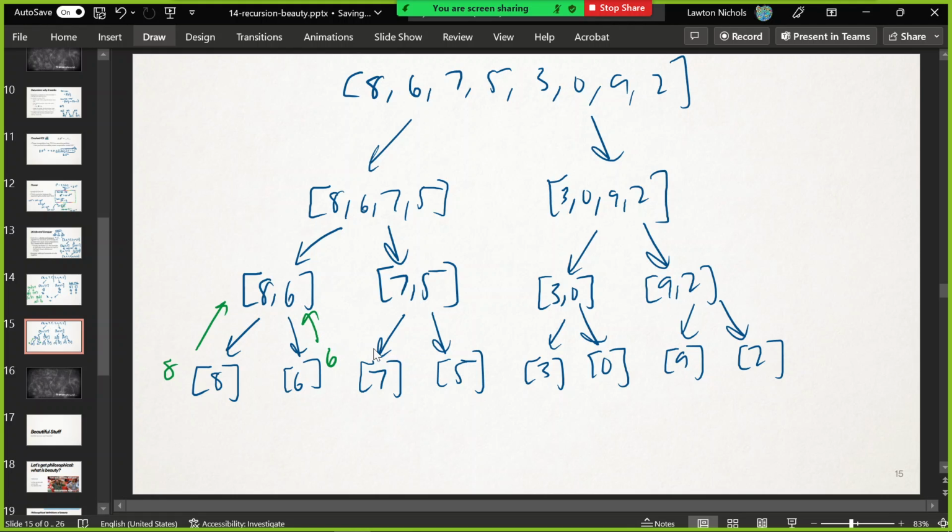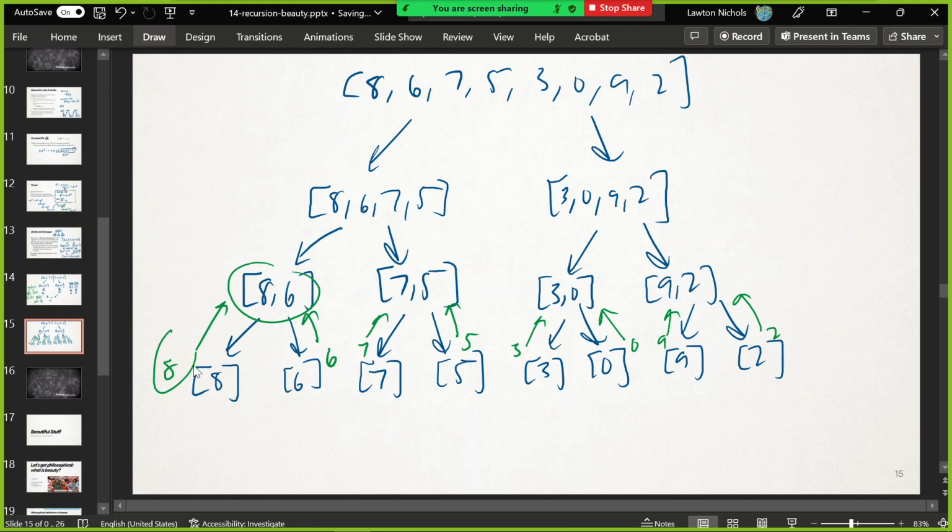Okay? And all of these are going to do this. 7 is going to give the answer back to whoever was asking it for its sum. 5 is going to give the answer back. It was this list that was asking for that, right? This will get 3 and give it back. This will get 0 and give it back. This will get 9, give it back. This will get 2 and give it back.